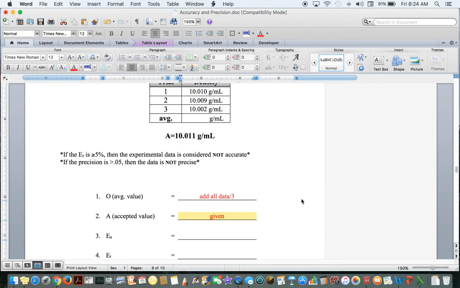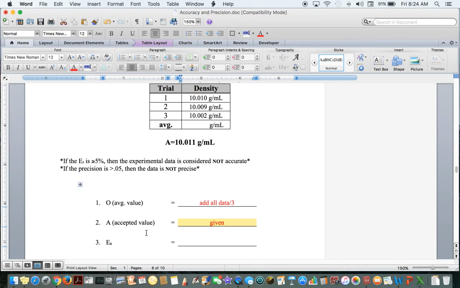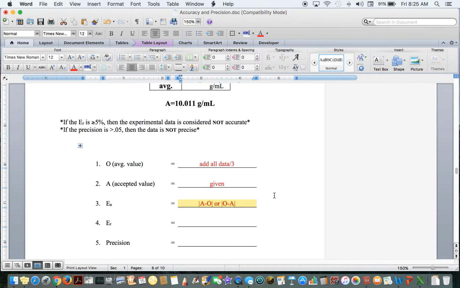Now, what we need to do is figure out how much error is in your experiment by calculating what's called the absolute error. This is a very easy calculation to make. What you're going to do is take the value of A, subtract it from O, and then take the absolute value of that, or the value of O, subtract it from A, and take the absolute value of that. As you know from math class, the absolute value of any number is always positive. So your absolute error should always be a positive value. It should never be a negative value.